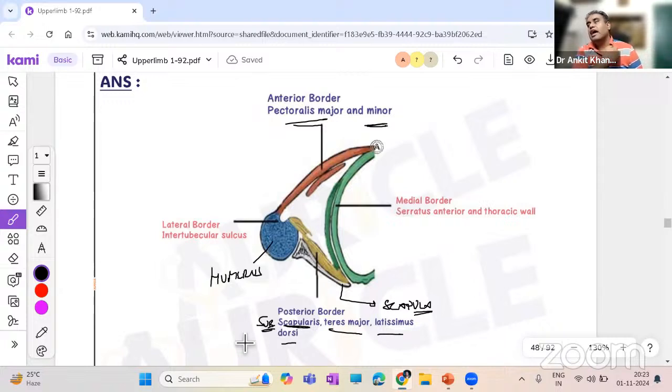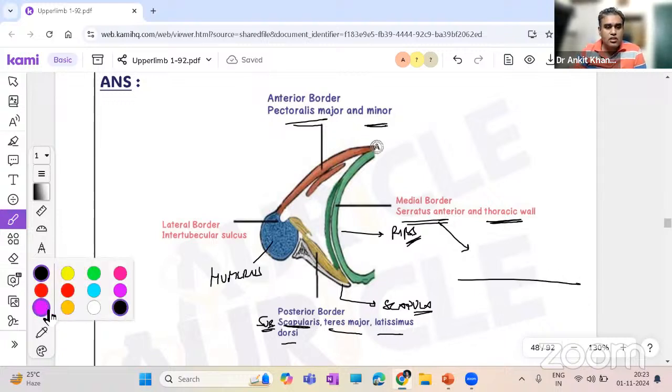Medially, I will have my own left-sided rib cage. Here I will have the ribs, the upper ribs. Between the ribs we have the intercostal spaces, where we have muscles, like the serratus anterior, over the whole thoracic wall. If you have listened to the previous lecture, you will be able to recall where serratus anterior was coming from. It was coming from the medial border of the scapula. So you can see this muscle over here.